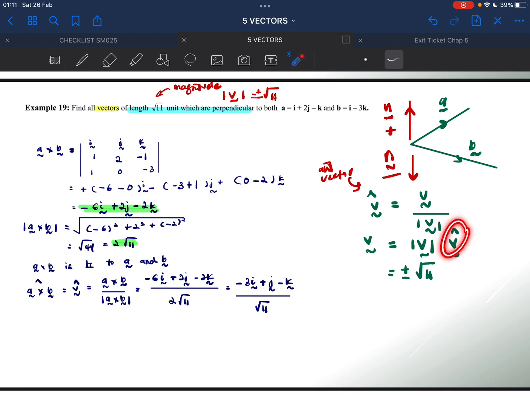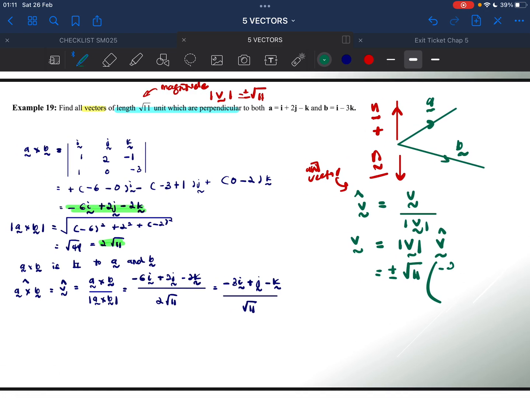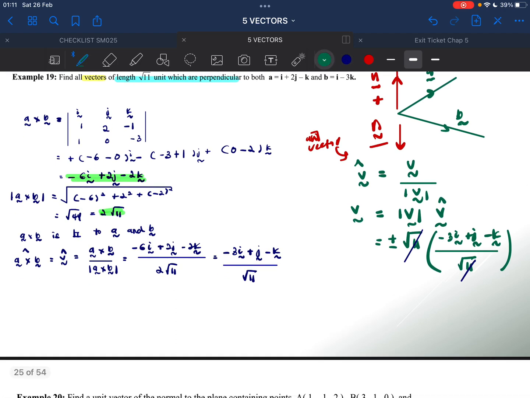And the unit vector here comes from your A cross B. The unit vector from A cross B should be negative 3i plus j minus k over square root 11. As you can see, we can cancel out square root 11, and we end up with two answers because we have plus minus here.